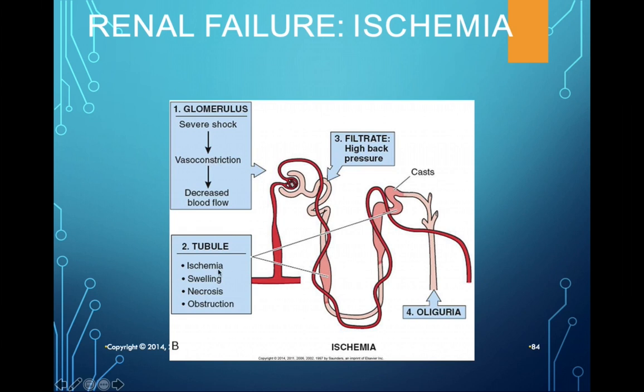So the tubules, you can see there's ischemia, you can see there's swelling, there's necrosis, and then obstruction. And then again, you get this filtrate, you get this high backflow, this pressure, and again, you get oliguria.